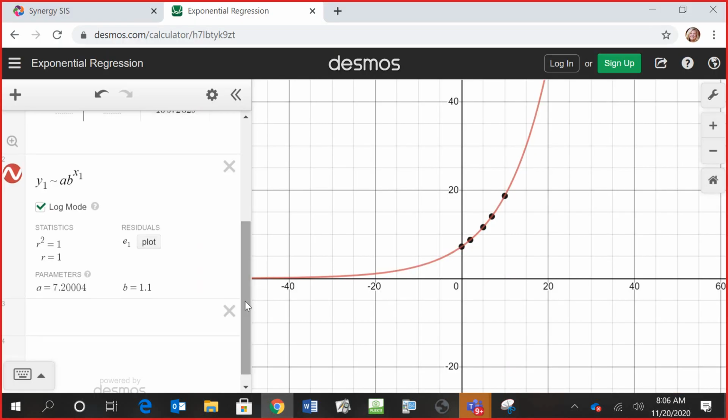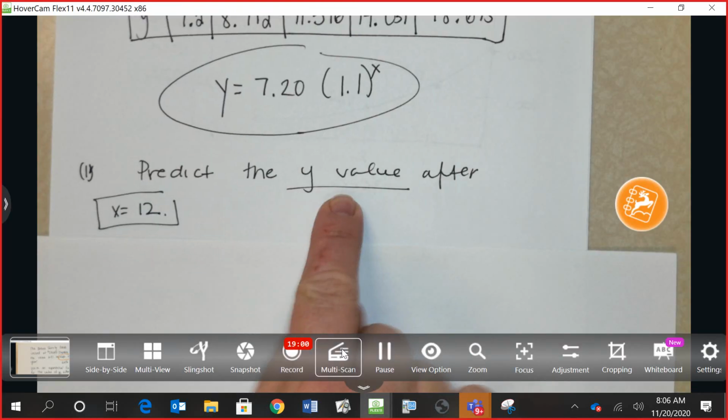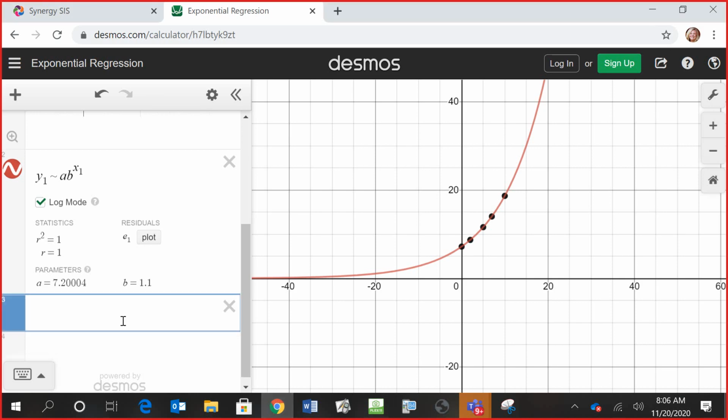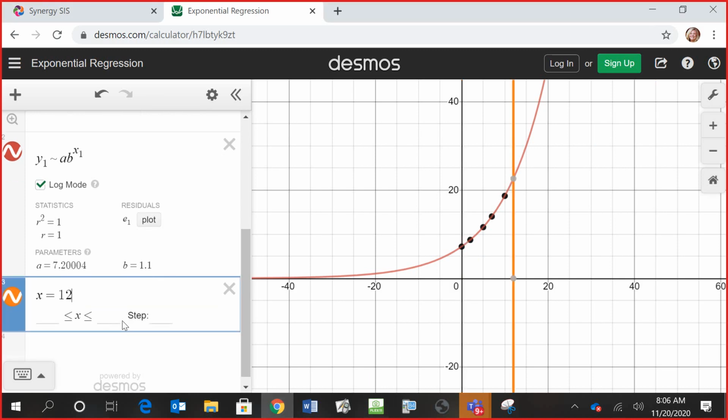Okay, so I'm going to come up here. Again, I know x is 12 because that's what the problem says. It says, what's the y when you know x is 12? You know x is 12. So I come up here and I simply type in x equals 12. Now I go to exactly where they cross. I go over the top of it. There will be a point. Okay, so when x is 12, y is 22.597.